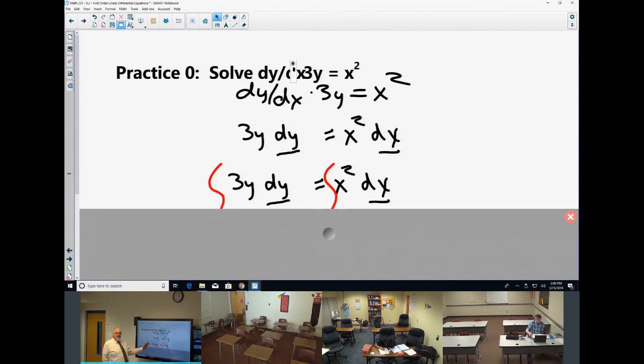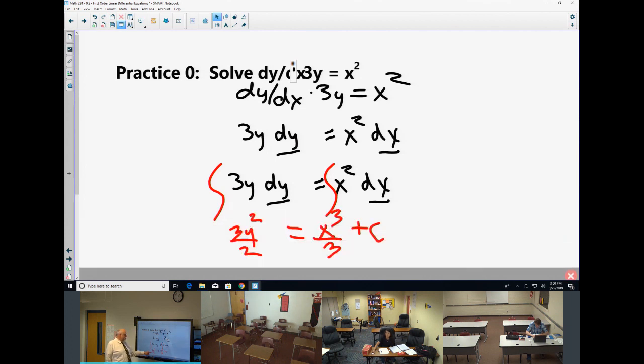So you just sort of leave the 3 alone, Jada, and then you add 1 to the exponent, like you did over here. So it'll be y squared, and then you divide by that new exponent. So 3y squared over 2 equals x cubed over 3. And then you have to put a plus c on one side or the other. Doesn't matter which. And that's it. That's all we're going to do to that problem, because that just shows a relationship between y and x.